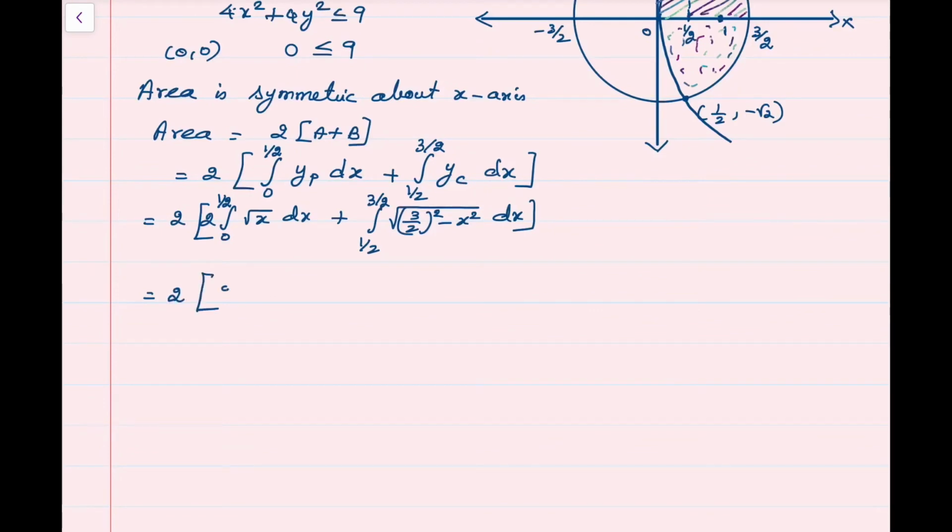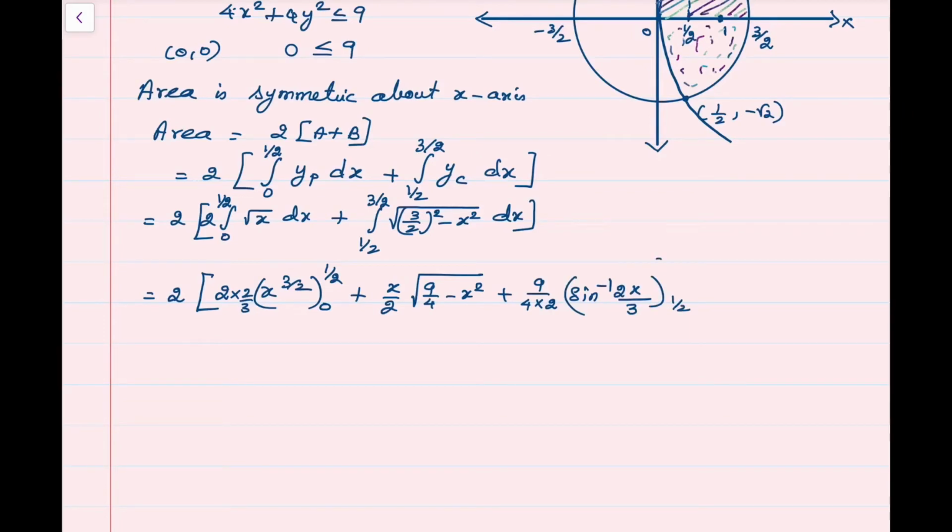2 times integral of root x is x power 3 by 2 times 2 by 3. The limits are 0 to half, plus here we will use the formula x divided by 2 root of 9 by 4 minus x square plus a square divided by 2 sine inverse of x divided by 3 by 2, which will become 2 by 3, and the limits are half to 3 by 2.